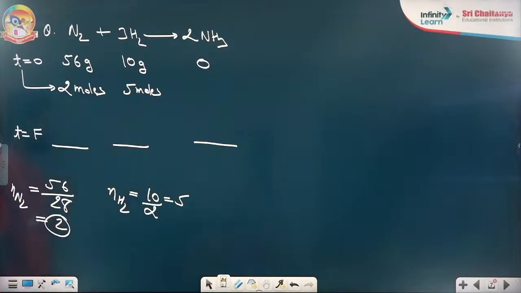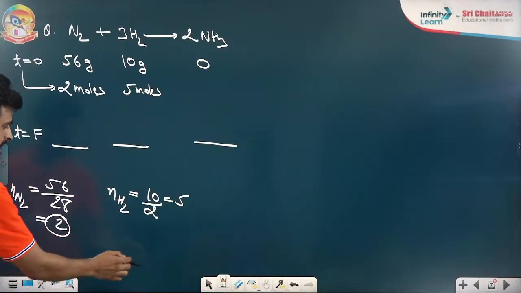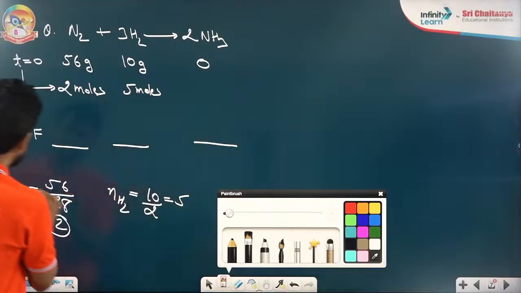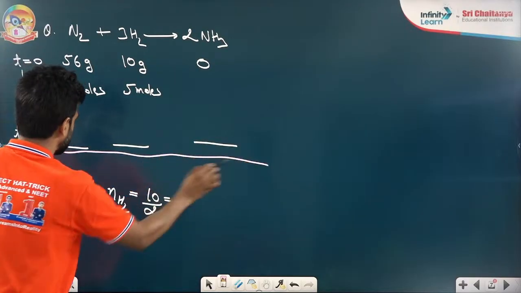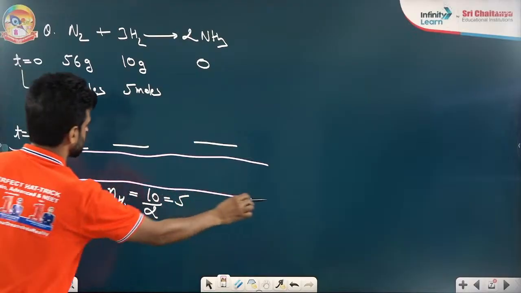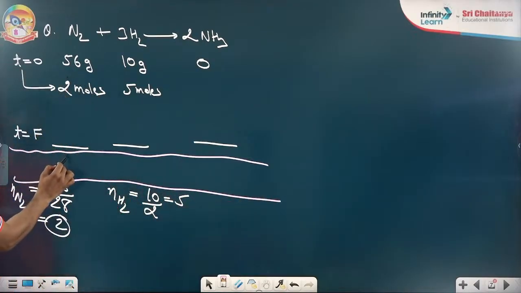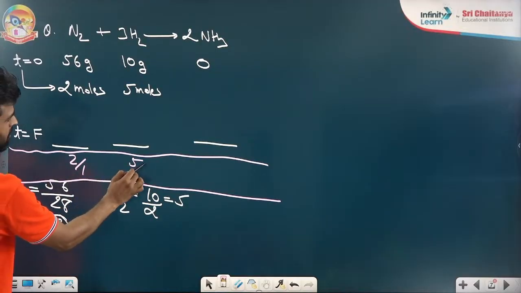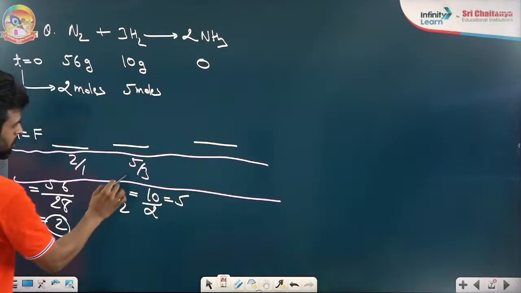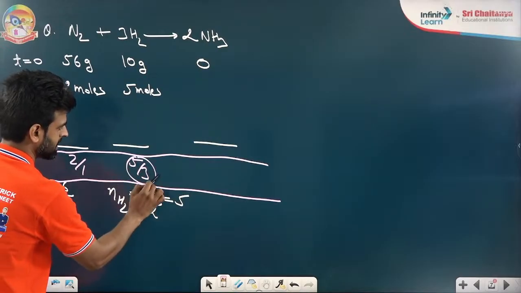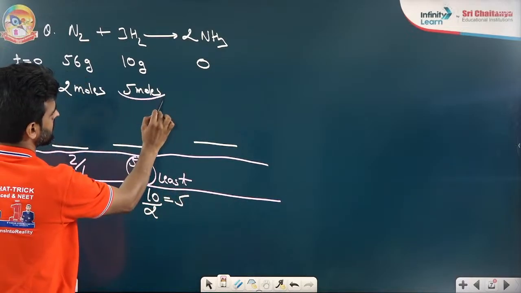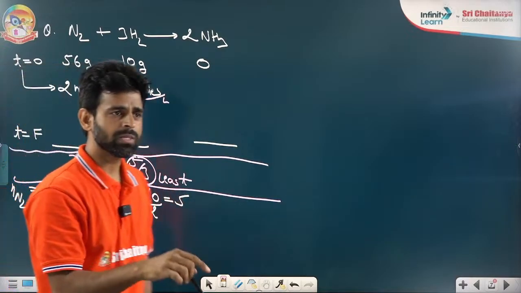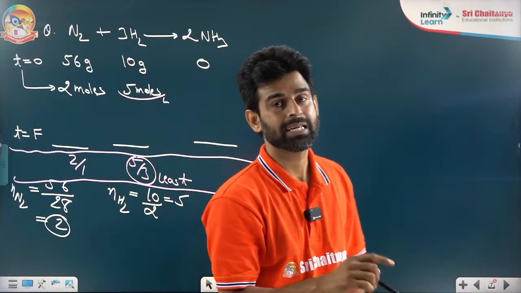Now decide who is the limiting reactant. How can we decide? We take the given mole divided by the coefficient: 2 by 1 for N2, and here 5 by 3 for H2. So which number is small? This is the least, so this is telling me that it is our limiting reactant. So H2 is our limiting reactant, and N2 is in excess.